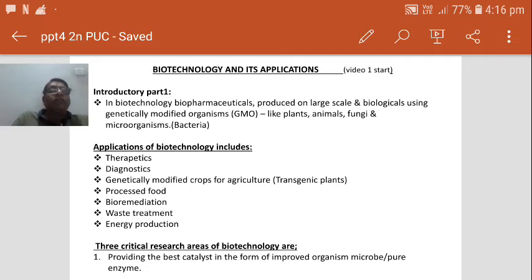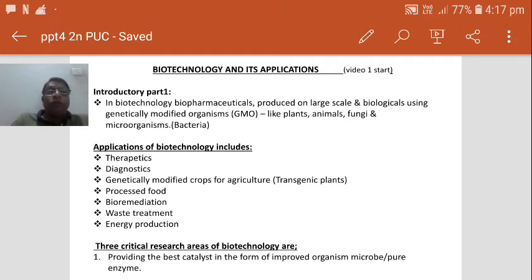For the hemophilics, hemophilic means those persons who are suffering from the hemophilia. There are different types of hemophilia. Hemophilia A, hemophilia B, like that. Factor 8 protein is manufactured for hemophilia A. Factor 9 is manufactured for hemophilia B. Like this, many different therapeutic drugs are manufactured.